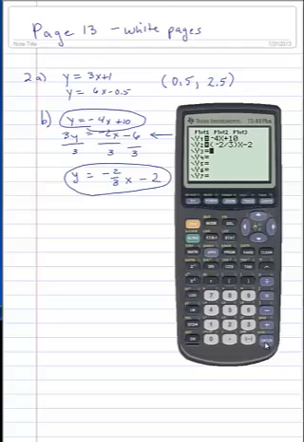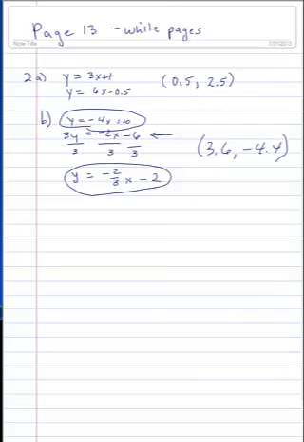Alright, so now again I have my two equations. I hit zoom standard, and again they're going to intersect. And I'm going to hit second trace. I'm going to hit intersect. I'm going to hit enter, enter, enter. And I get that point of intersection being x is equal to 3.6 and y equaling negative 4.4. And that would be the answer I would write down for B.